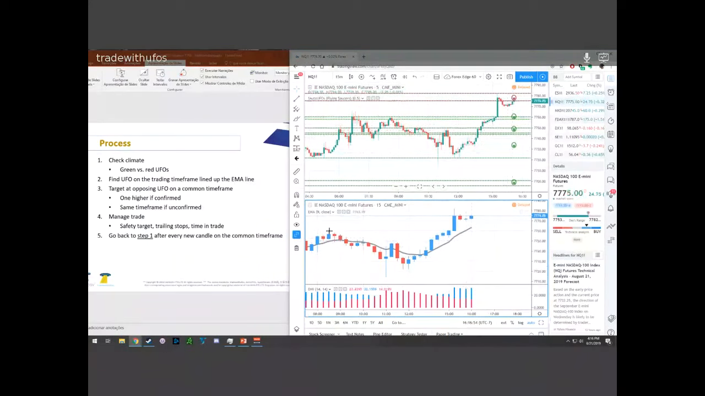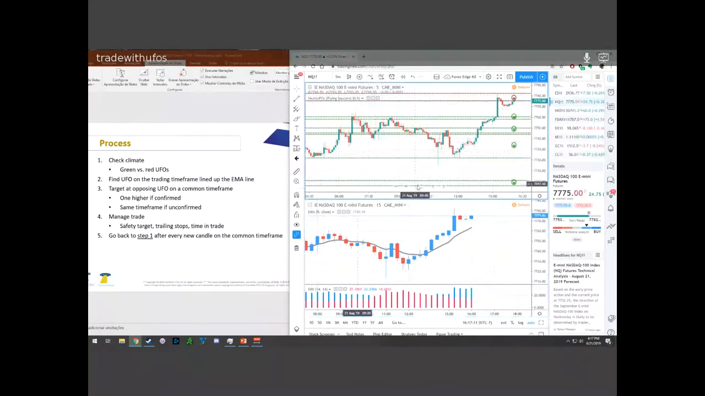So now we've determined our climate. We are in an uptrend, and it's confirmed. So now we'll look for a UFO on the trading time frame. And I see here, D-Hide, you had a question on this, so hopefully I'll answer it here. If not, I'll look at it again.